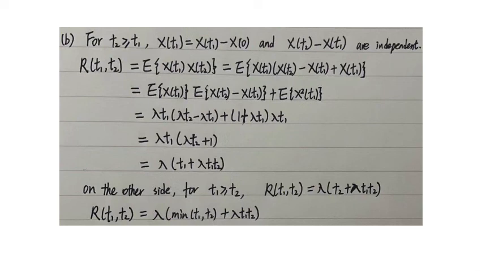And combining those two functions, we got our final result that R(t1, t2) equals lambda times the minimum function of t1, t2 plus lambda squared t1 t2.